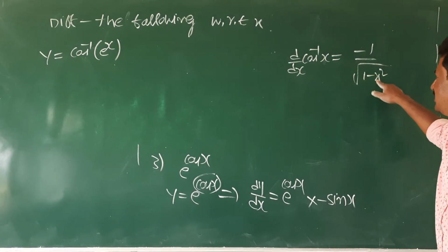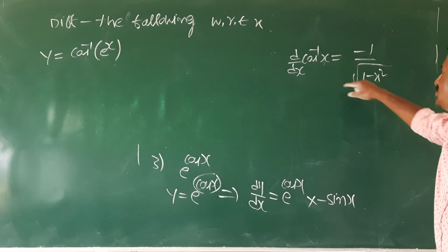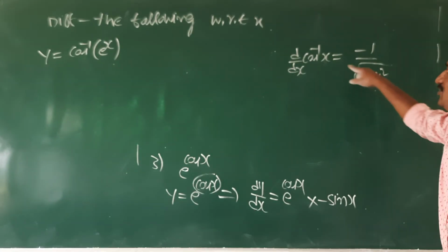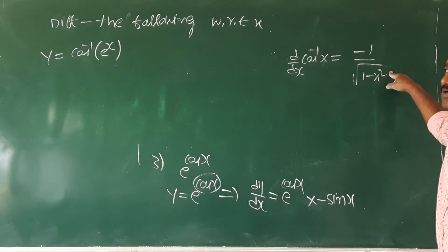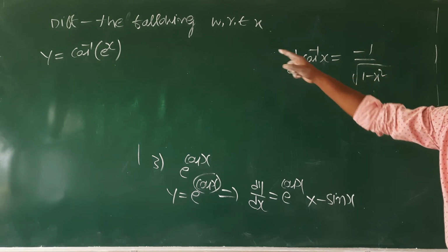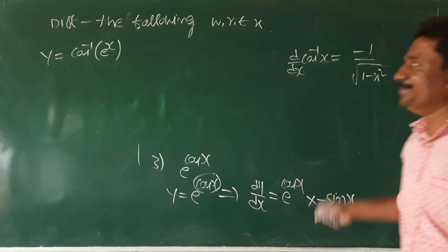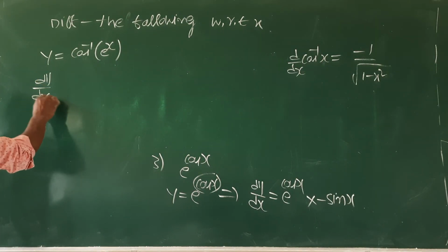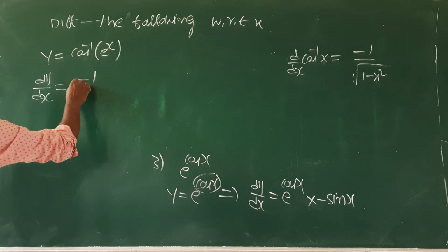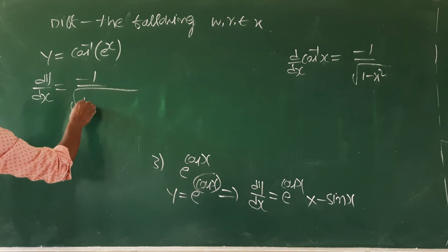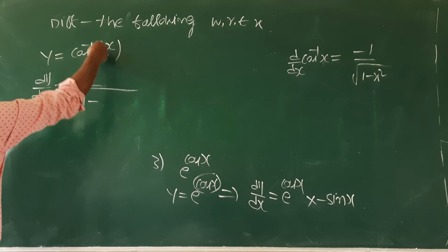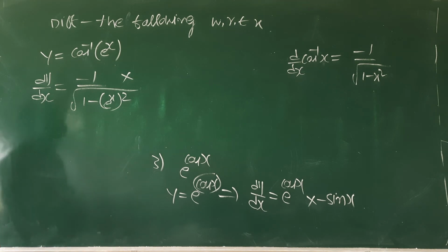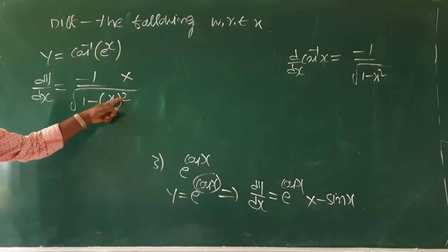If it is x, we write x square. If it is log x, I should write log x whole square. If it is sin x, I should write sin square x. If it is tan x, I should write tan square x. There we have e power x, so I must write e power x whole square. So dy by dx: differentiation of cos inverse is minus 1 by root of 1 minus x square, where x means e power x whole square.